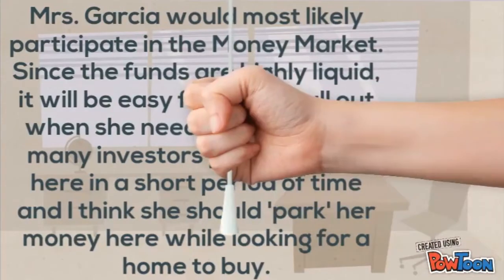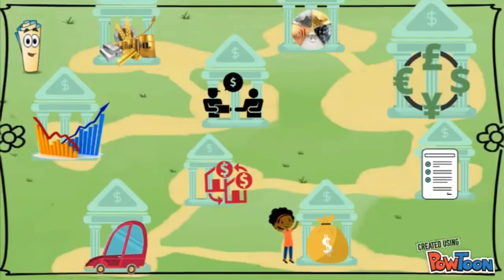Now that you know more about what the money market is, let's proceed to our next stop. Do you know where our next stop is? You're right! The insurance market.